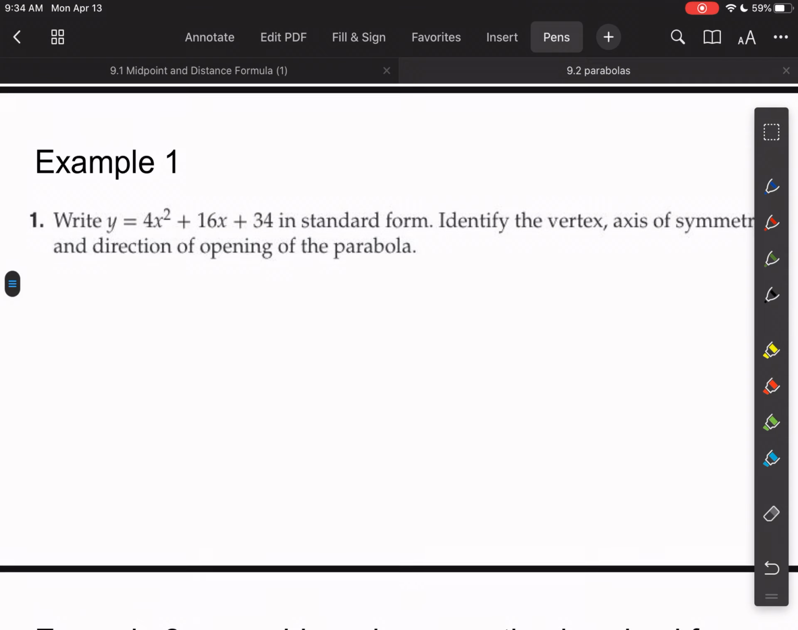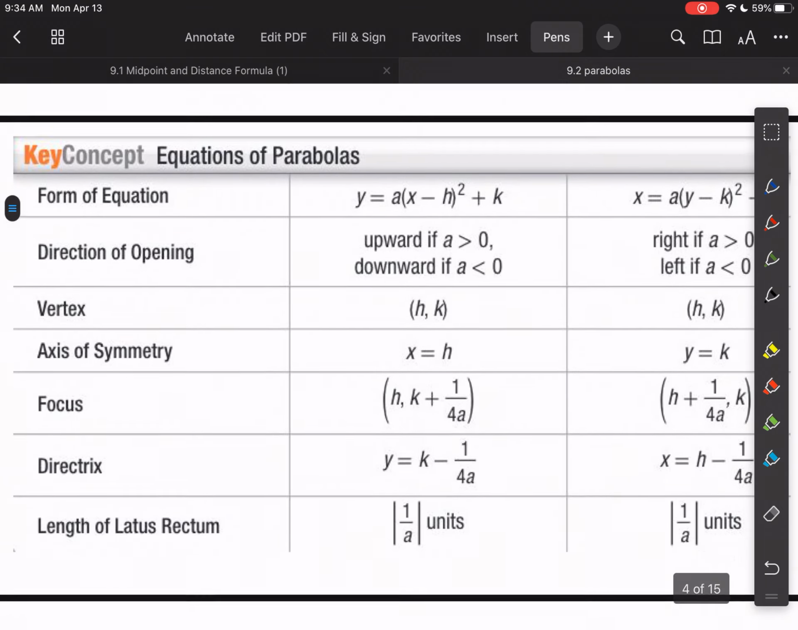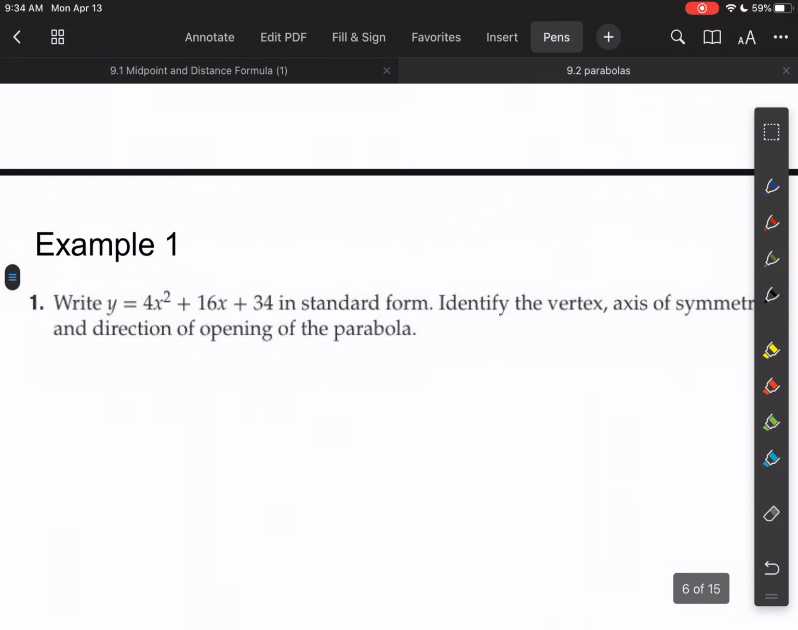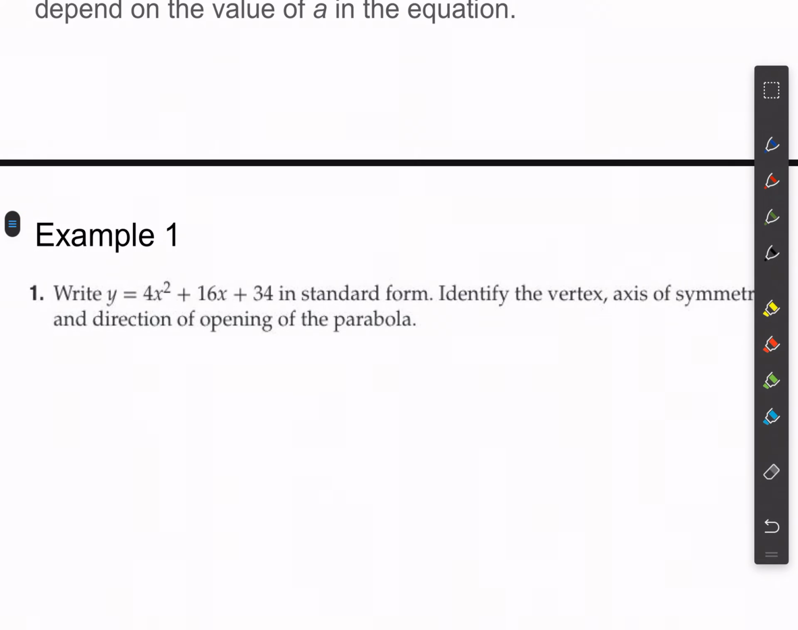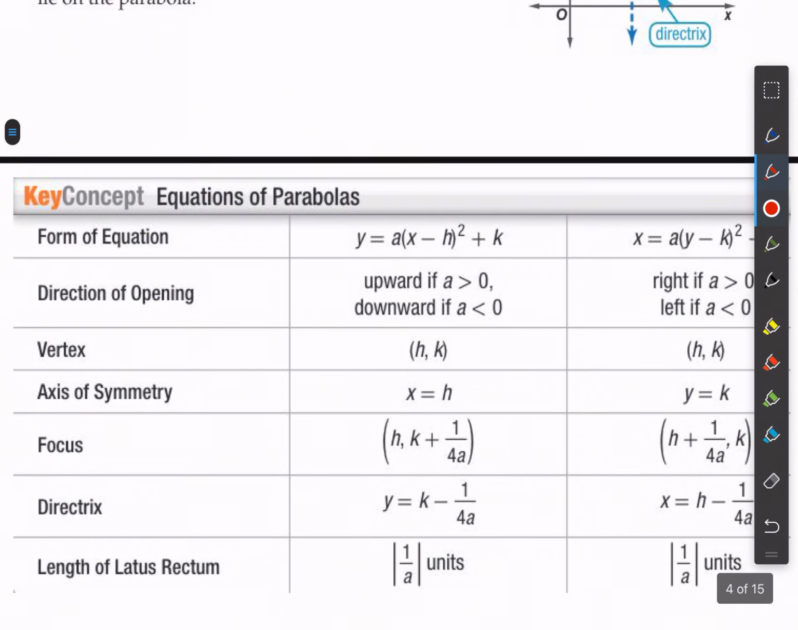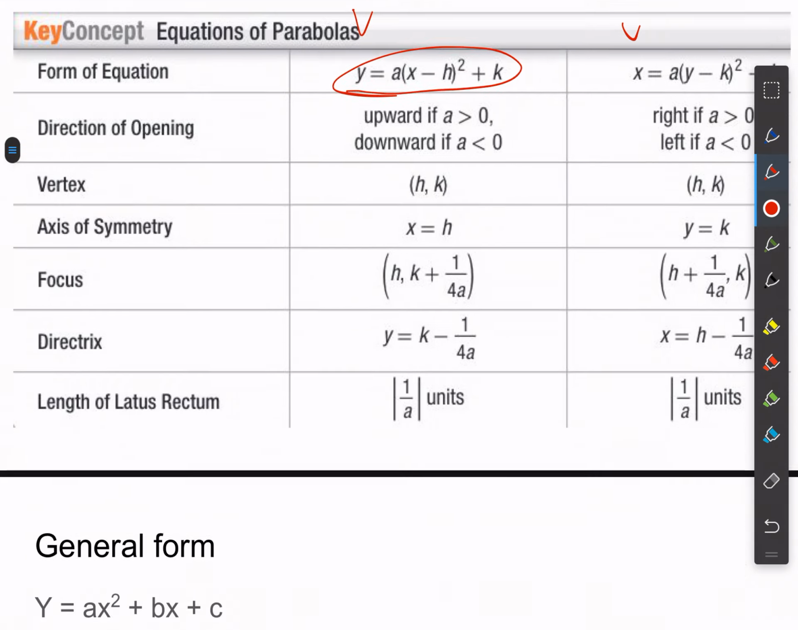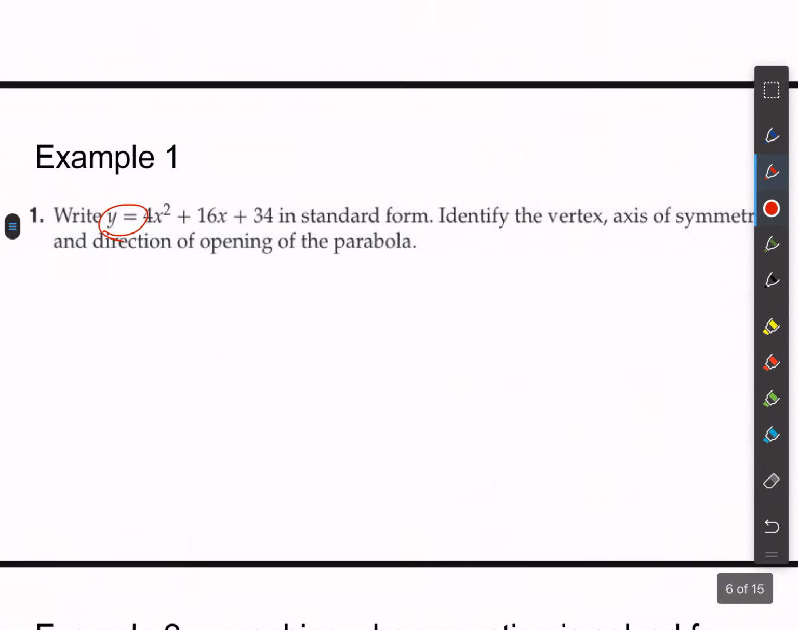The standard form for this thing, so if we go back up to this chart here, notice here that we are dealing with a y equals. Okay, so since we're dealing with a y equals, we're going to be looking at the y equals part of the chart, because notice this part of the chart is a y equals, this part of the chart is an x equals. Okay, so we're going to try to get that equation into this form. All right, so here we go.